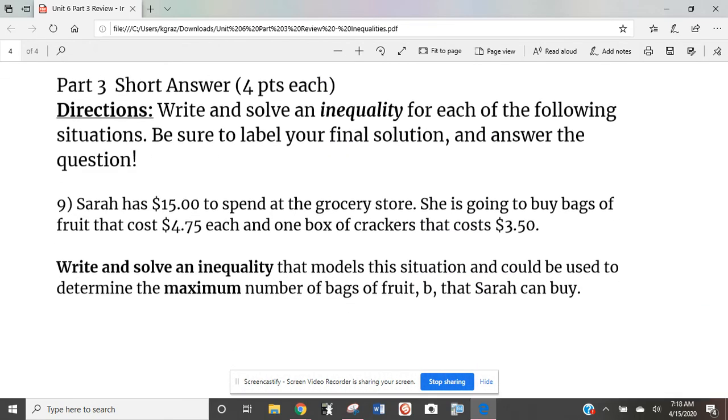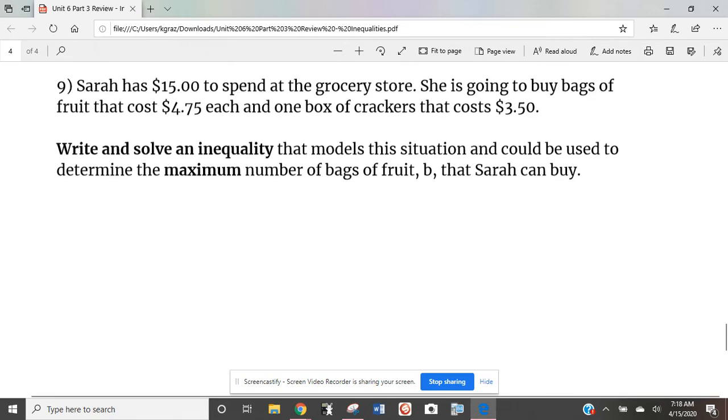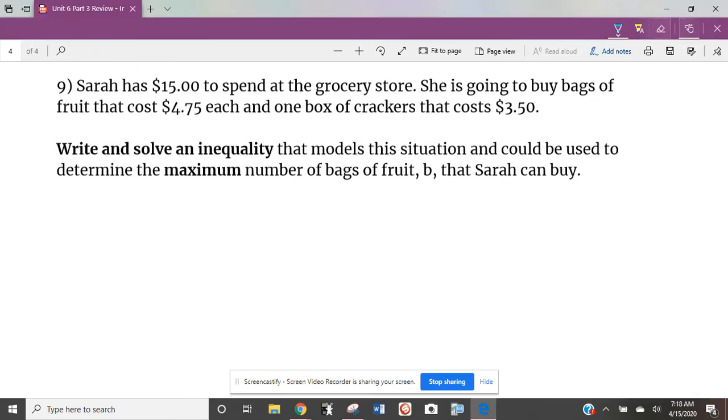Okay, our last two questions, we are going to review what we did yesterday, but our questions have decimals. So we are going to write and solve. Sarah has $15 to spend at the grocery store. Fruit costs $4.75 each, bags of fruit, and then one box of crackers costs $3.50.